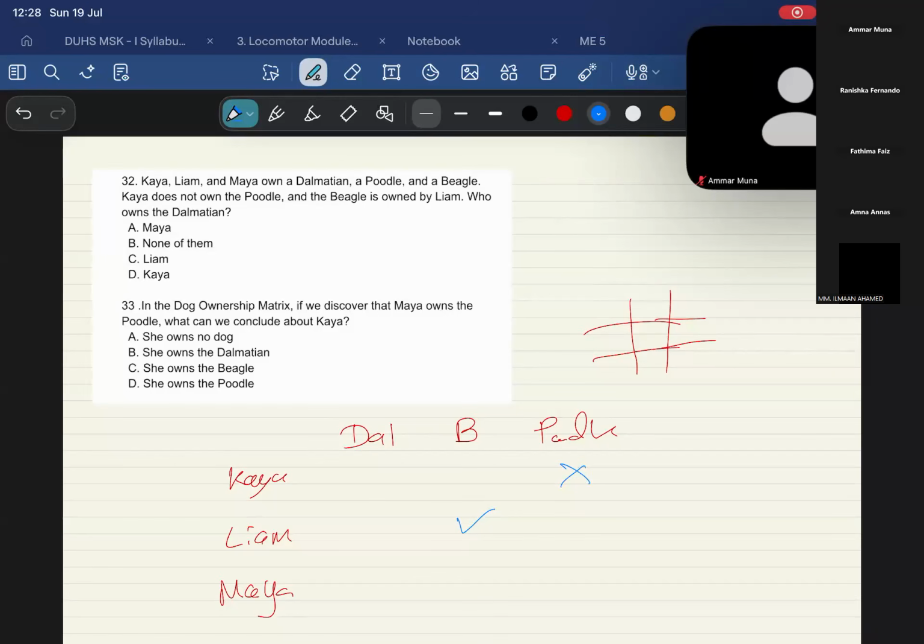Okay, so in this question as well, only one person can own one breed of dog. Since Liam owns the beagle, Kaya cannot own the beagle, right? Because Liam already owns it. And also it mentions that Kaya does not own the poodle. So that means Kaya owns the Dalmatian. So who owns the Dalmatian? That would be Kaya.